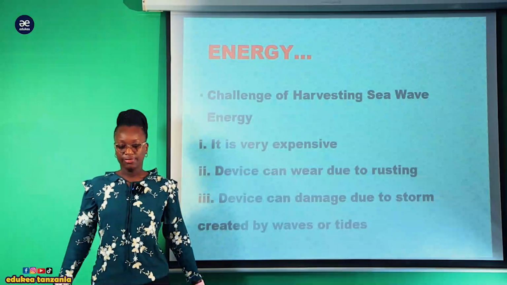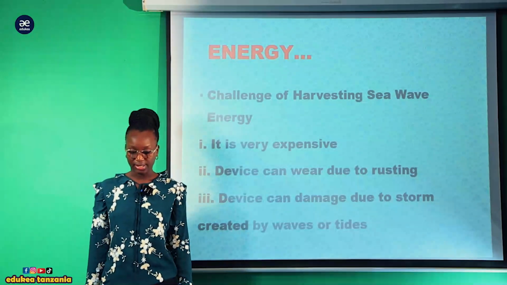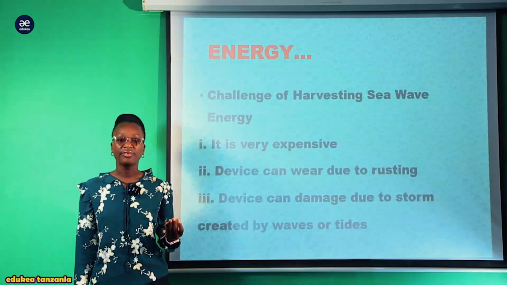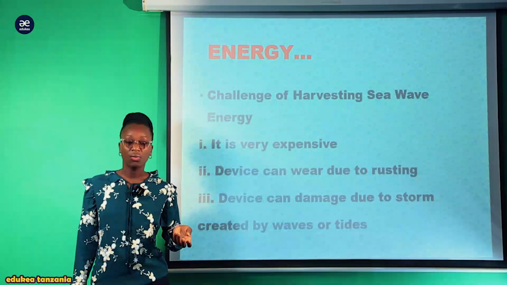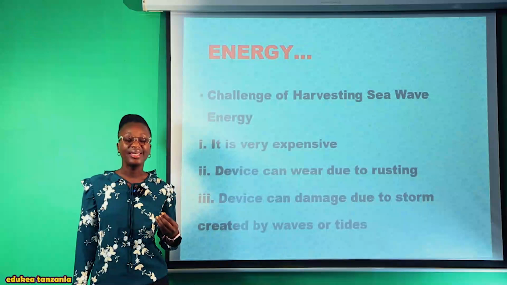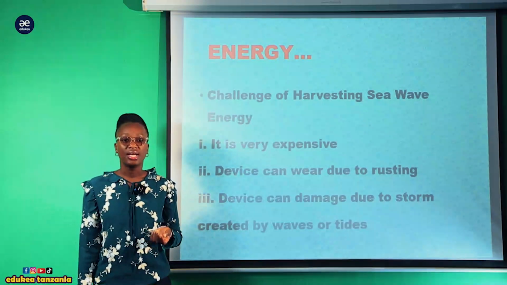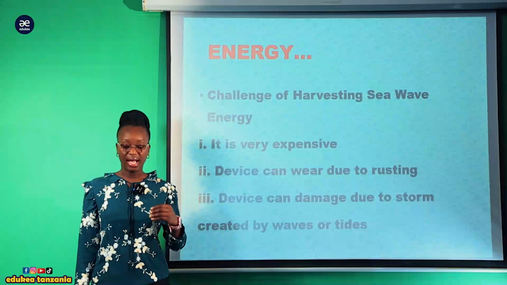Now let us see the challenges of harvesting sea wave energy. It is very expensive kwa sababu tumeona kuna vifaa vinatumika, tumeona kuna vifaa vinakuwa required, so ni gharama sana kupata vifaa kuanza kuconstruct ili kuzalisha hii energy.